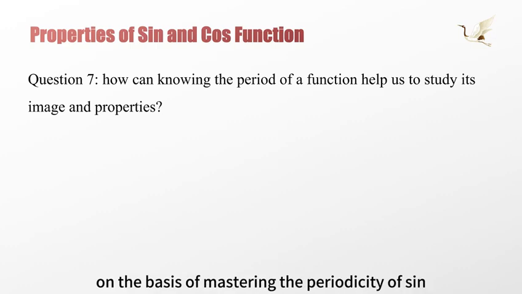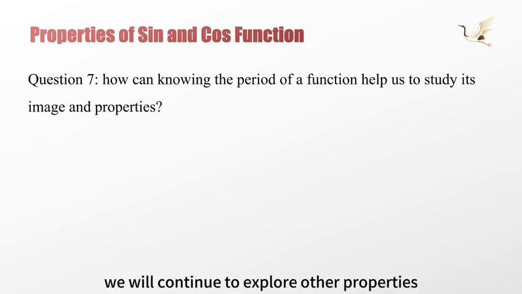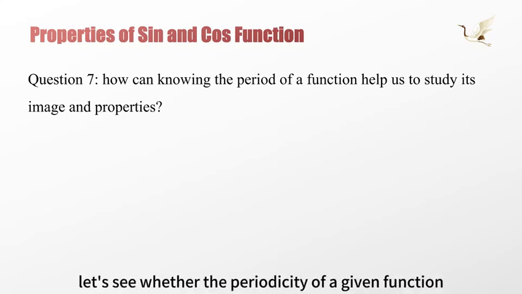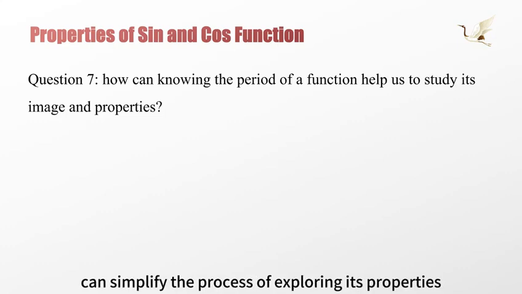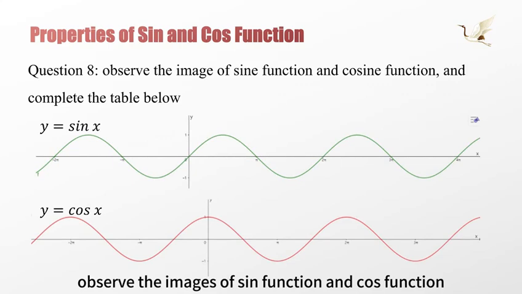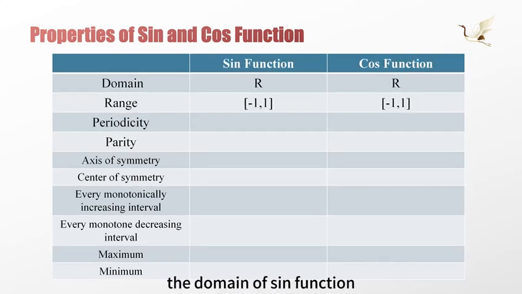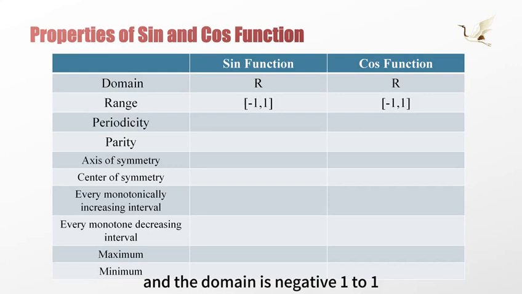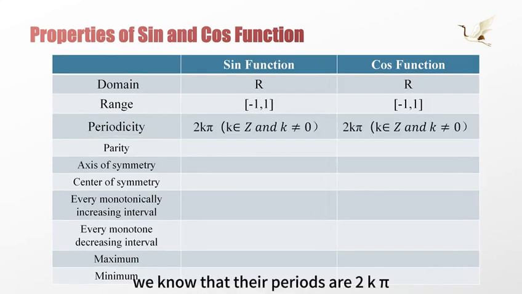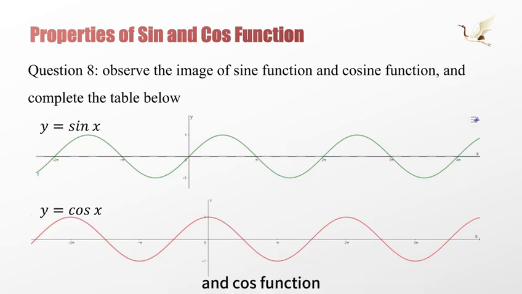On the basis of mastering the periodicity of the sine function and cosine function, we will continue to explore other properties. Let's see whether the periodicity of a given function can simplify the process of exploring its properties. Now please observe the images of the sine function and cosine function and complete the following table. As we all know, the domain of the sine function and cosine function is all real numbers, and the range is -1 to 1. Through what we just learned, we know that their periods are 2kπ, where k is an integer and not 0.